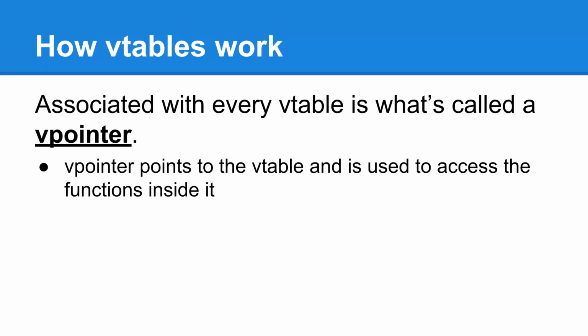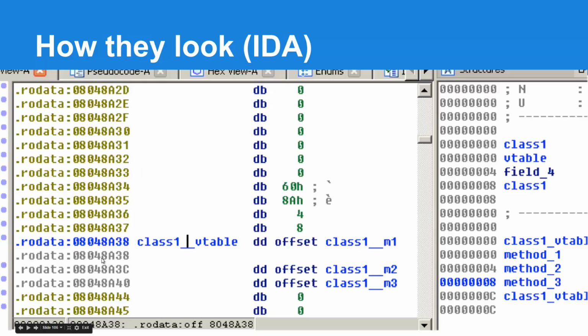A vtable is useless without something called a vpointer, which points to the base of the vtable, and it's used by offsets from the vpointer to access each virtual function pointer stored inside the vtable. And here's a screenshot of how a vtable would look in IDA. It would be in read-only data. Sometimes it's not read-only and writable instead, and you can corrupt it, but that's a different case of bugs.